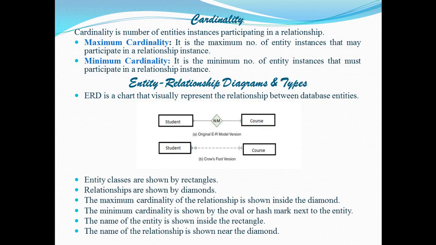Entity classes are shown by rectangles, but the relationships are shown by diamonds. The maximum cardinality is shown inside the diamond, while the minimum cardinality is shown by an oval or hash mark next to the entity. The name of the entity is shown inside the rectangle, but the name of the relationship is shown near the diamond.